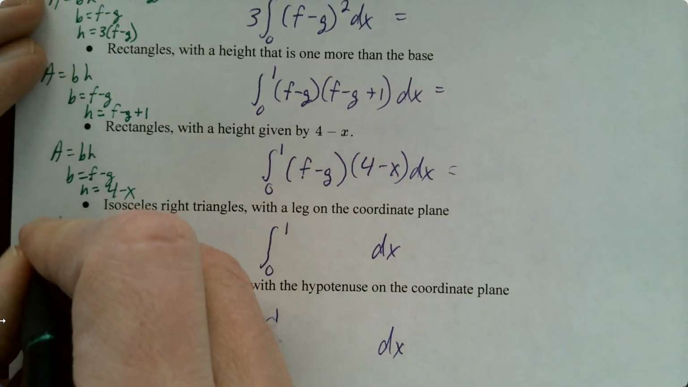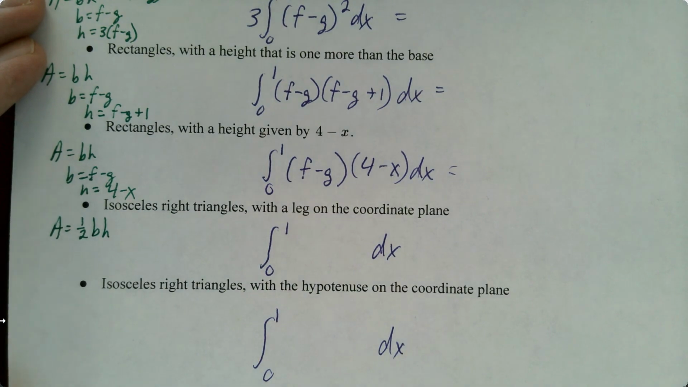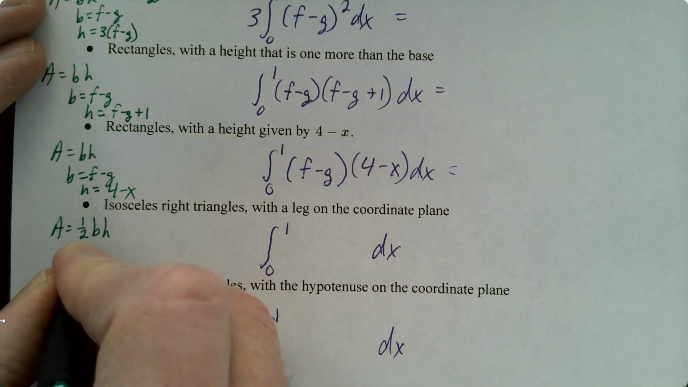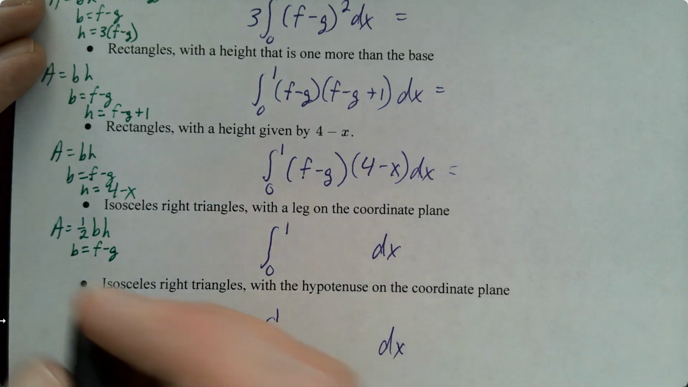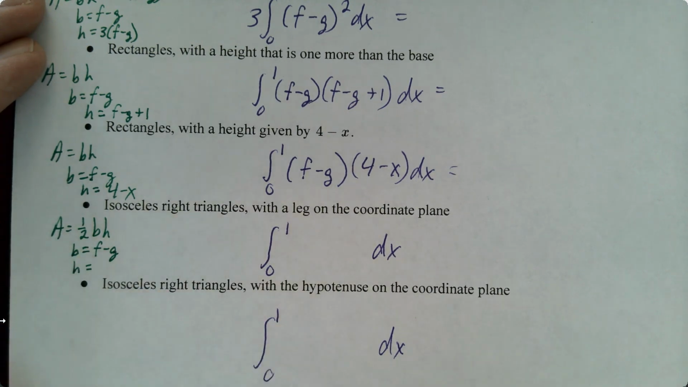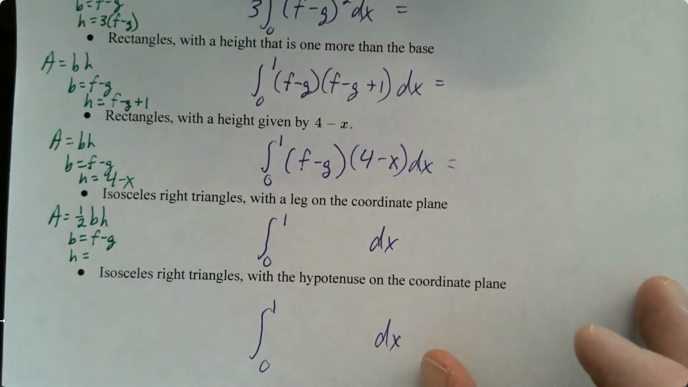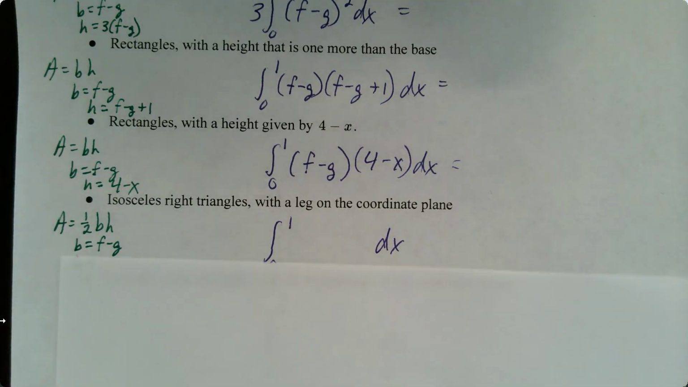I know that I have the formula for a triangle: 1/2 base times height. I also know that the base is f minus g, right? The height of this is also f minus g, and here's why. Let me put a little paper weight down and draw a little bit. So here's what's going on. I'm trying my hardest to draw this thing.